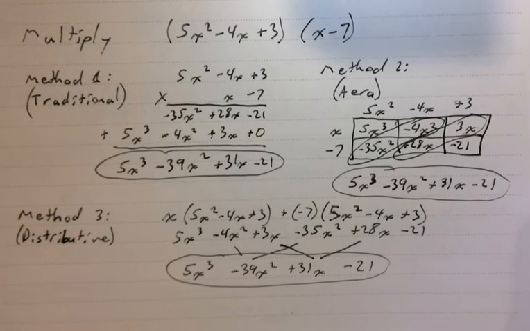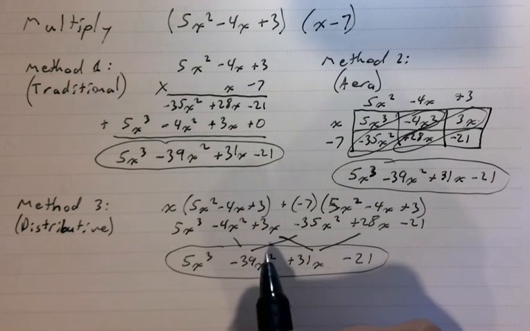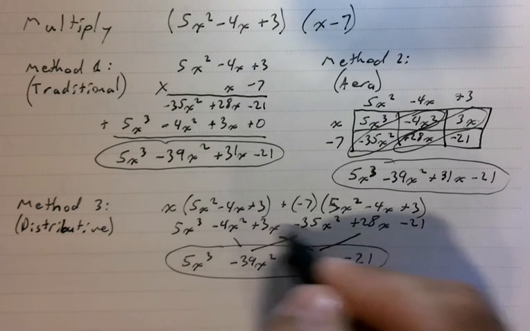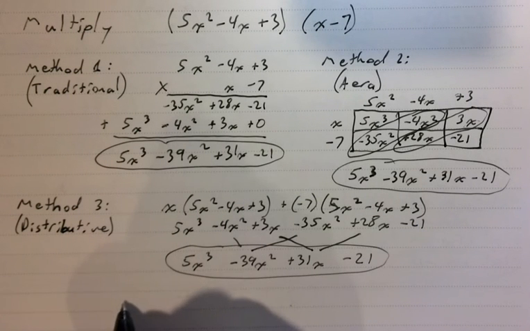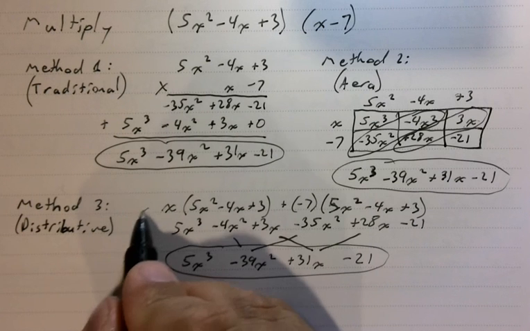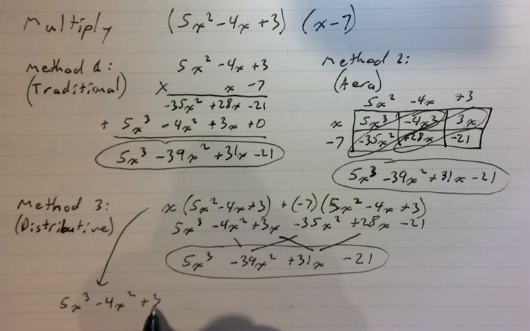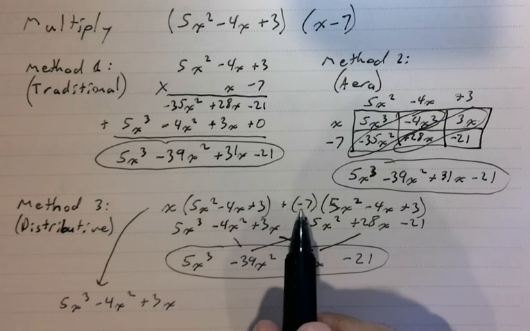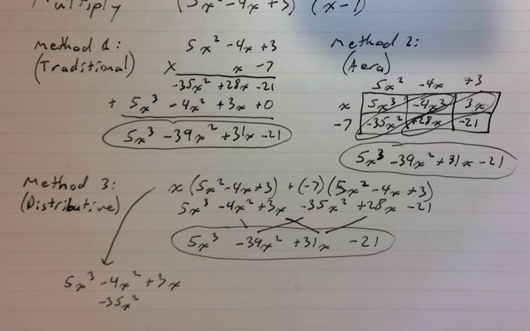But it's possible that you combine method 1 with method 3. That might be an even better approach for you, where as you distribute, you just set up your addition problem. Instead of in a row like this, you set it up in columns by like terms. So from this step, you could come down and say, okay, I distribute the x. That would be 5x cubed minus 4x squared plus 3x. Now when I distribute the negative 7, I have negative 35x squared, and I would just write it in the x squared column like we've talked about here.